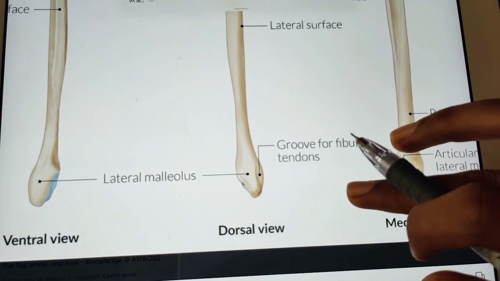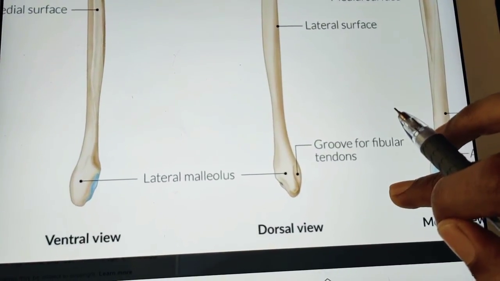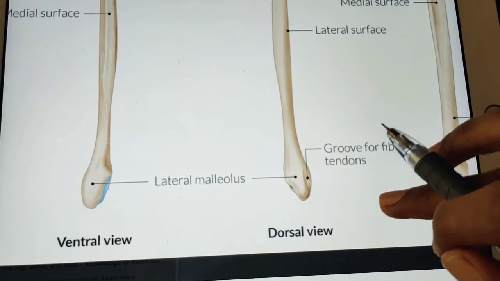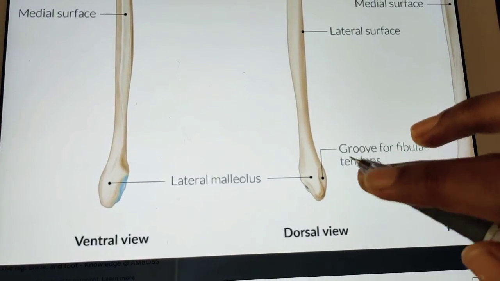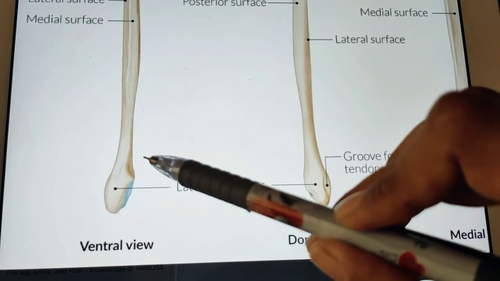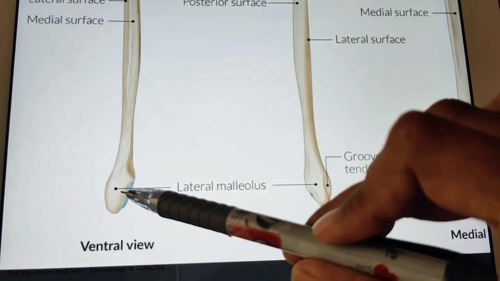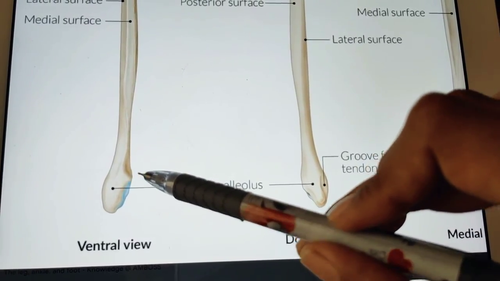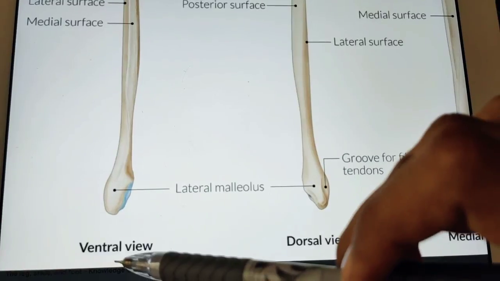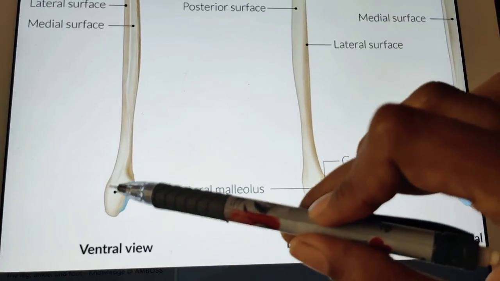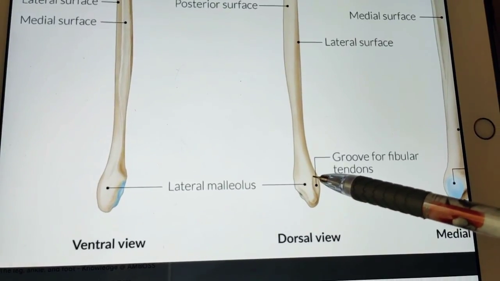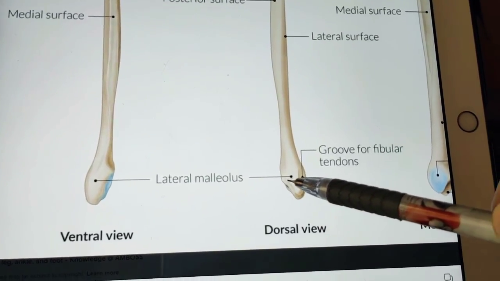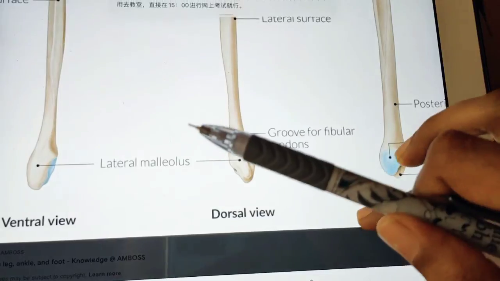So now let us discuss about lower end. The tip of lateral malleolus is just 0.5 centimeters lower than that of medial malleolus, and its anterior surface is 1.5 centimeters posterior to that of medial malleolus. It has following four surfaces. It has anterior surface, which is rough rounded, okay. In the posterior surface, you can see it is mainly marked by a groove, and it has a lateral surface.